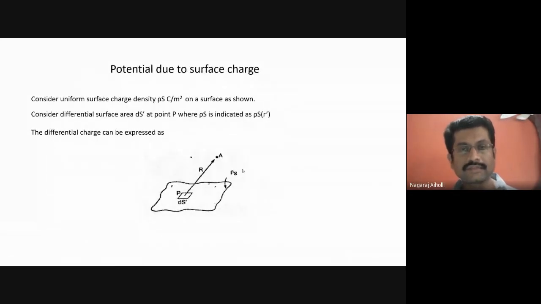Next, similarly, as we have found out for the line charge, let us find out for the surface charge. It is almost similar. Consider the uniform surface.